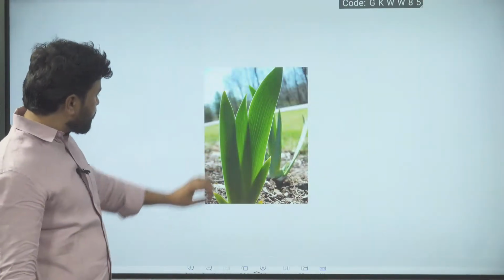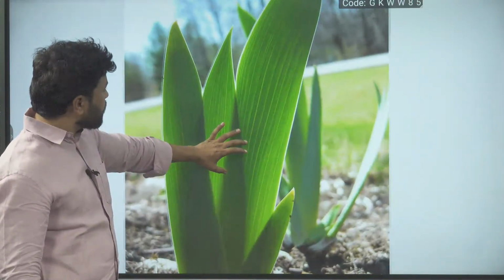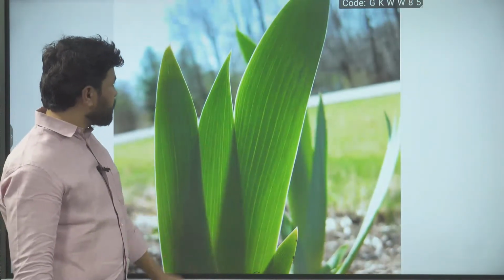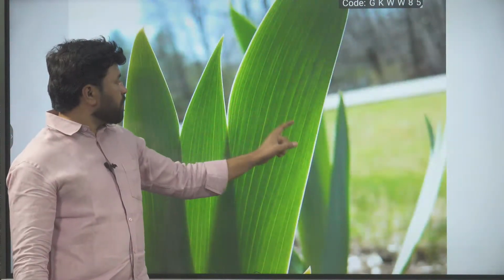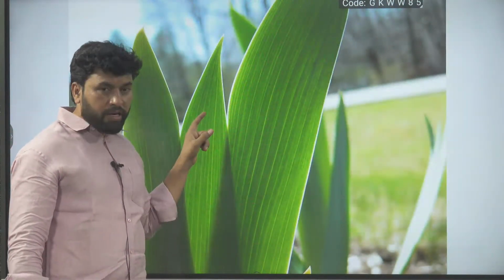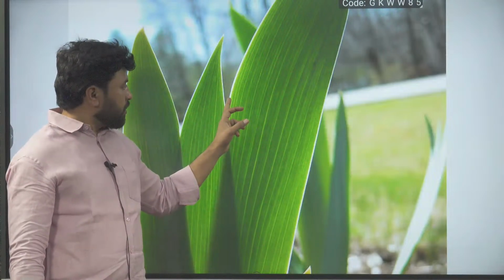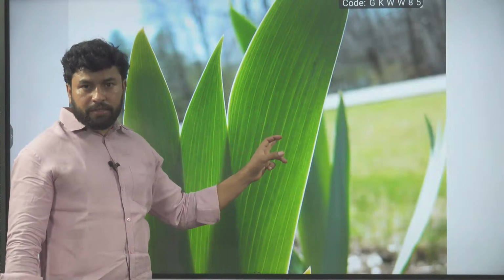Then let me take one which is showing parallel venation. Look at these leaves. This is a monocot leaf. The leaves have veins running parallel to one another. They are almost equal in size. Almost all veins are equal in size.